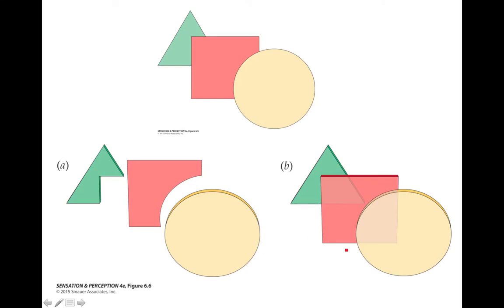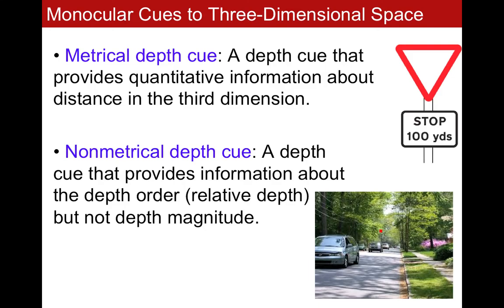But yeah, the more likely possibility is that the three shapes are whole figures at different depths. So that's occlusion. Another cue we use is metrical depth cues. Based on these depth cues, you know exactly how far away something is. This might be useful if you're trying to catch a baseball without it hitting your head. So it gives quantitative, numerical information about distance.